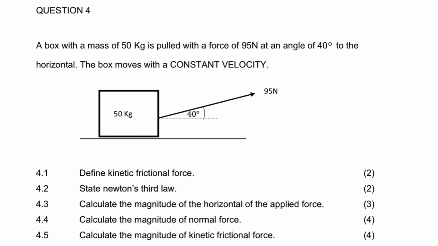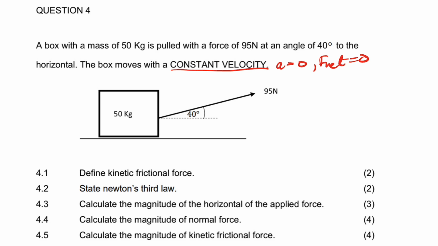Let's cut to the chase. It is a box with a mass of 50 kgs pulled with a force of 95 newtons at an angle of 40 degrees to the horizontal. The box moves with constant velocity. That's a very important statement. When an object moves at constant velocity, that's Newton's first law. That means the acceleration is 0 and the F net is equal to 0. Very important, the forces are balanced.